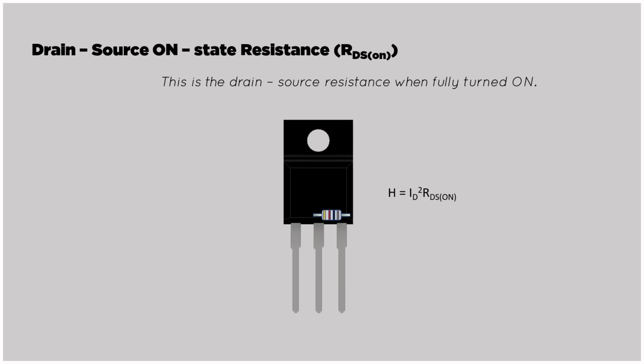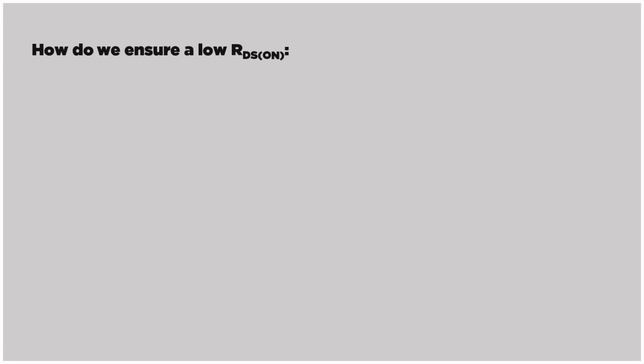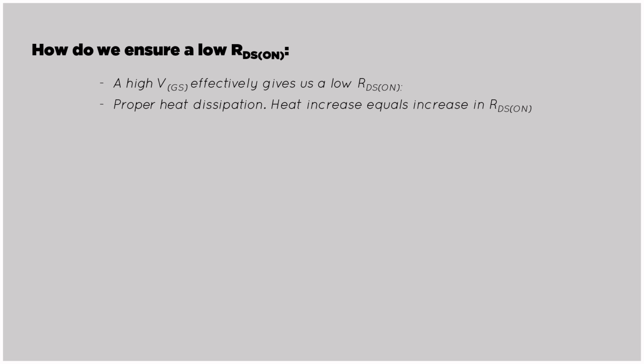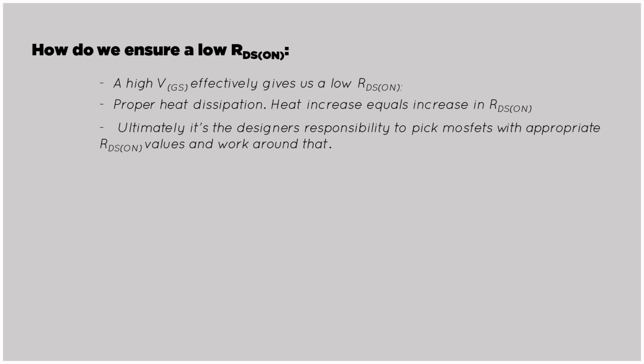We will most likely have to use a large heat sink. Also, there will be a loss of voltage or a drop in our load voltage because of the voltage drop across RDS on. Now, how do we ensure we have a low RDS on? First of all, a high VGS effectively gives us a low RDS on. Also, proper heat dissipation would help us get a low RDS on, because heat increase equals increase in RDS on. Then ultimately, it's the responsibility of the designer to pick MOSFETs with appropriate RDS on values and then work around that.